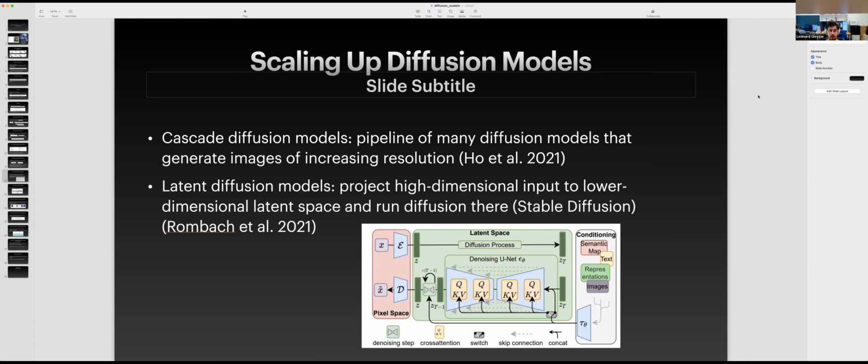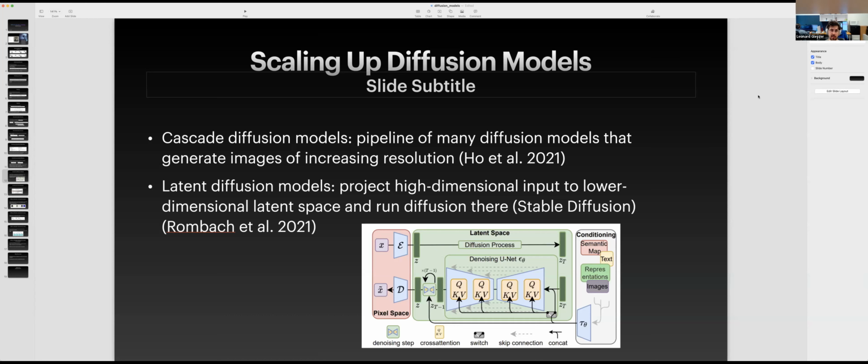So you have this latent space diffusion process with bells and whistles of conditioning, self-attention models, denoising U-Nets, cross-attention, skip connections. So, you know, lots of training tricks and methodologies to get this to work and be stable.